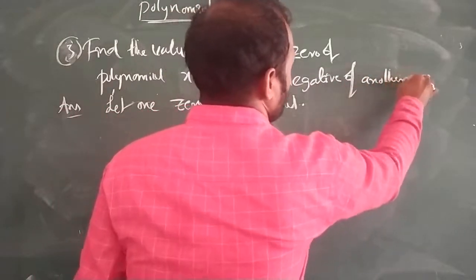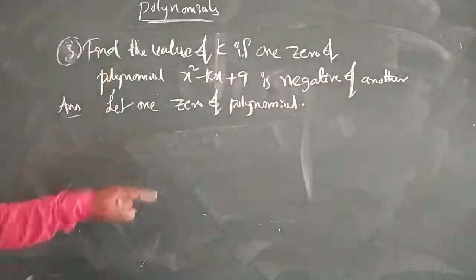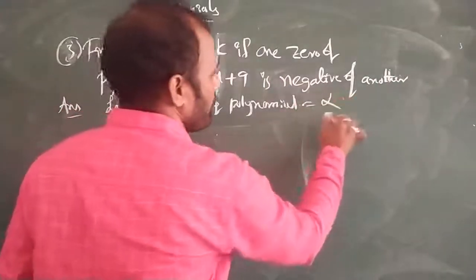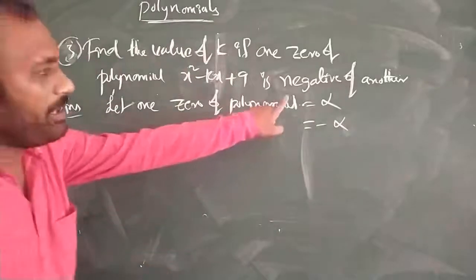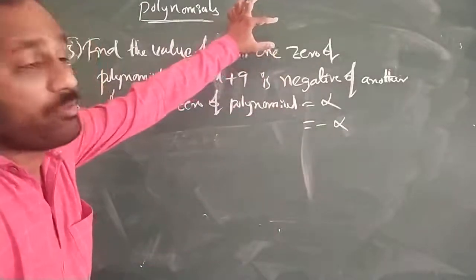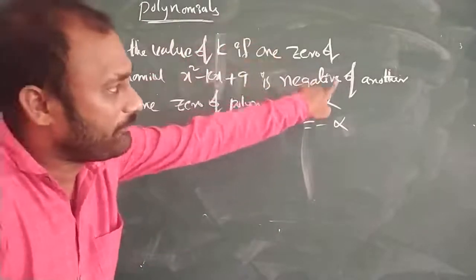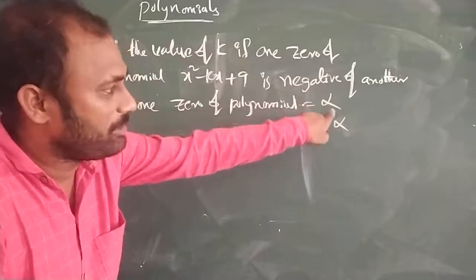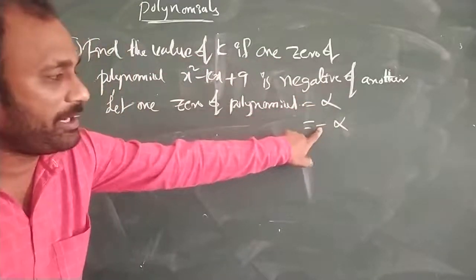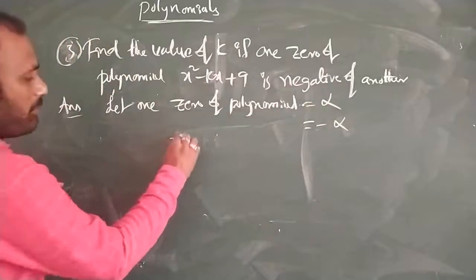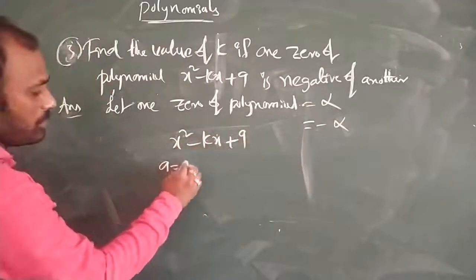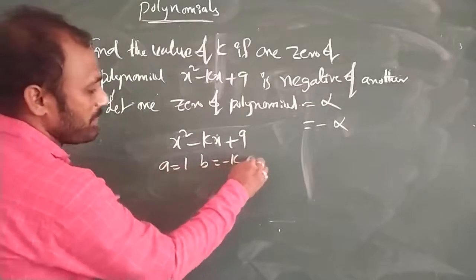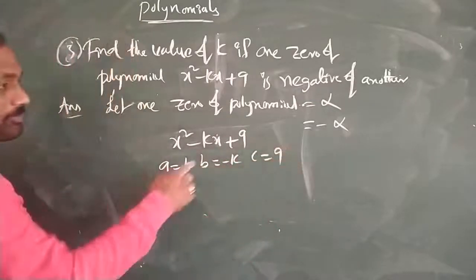Negative of another. So let one zero of the polynomial be alpha, the other zero will be minus alpha. Why will it be minus alpha? Because if I am assuming one zero is alpha, the second will be negative. Negative in the sense, the same number will be there, but with a minus symbol. So the given polynomial is x square minus kx plus 9, where a value is 1, b value is minus k, and c value is 9.